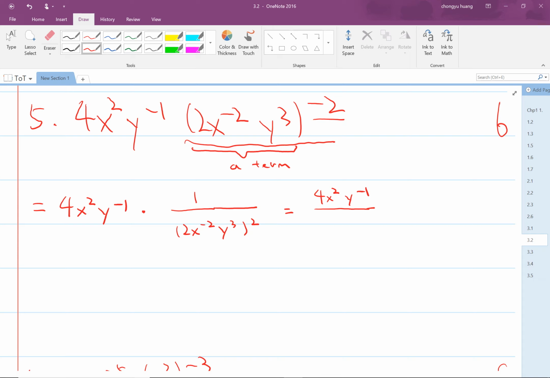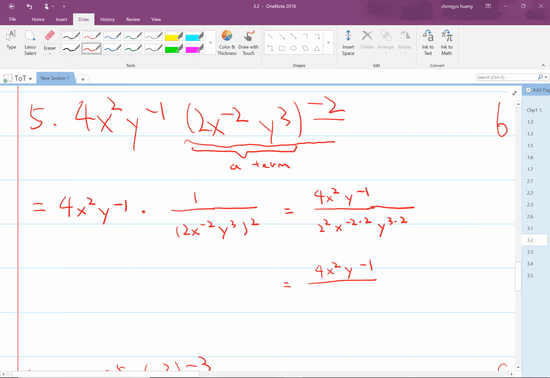Let me show you the detail. Over here it's going to be 2 to the power 2, and then x to the negative 2 multiplied by 2, and then y to the 3 multiplied by 2. That's the detail part. If you know the detail, you can actually skip it and just write the value. So after that, what we have over here, we still got 4x squared, y to the negative 1, and then 2.